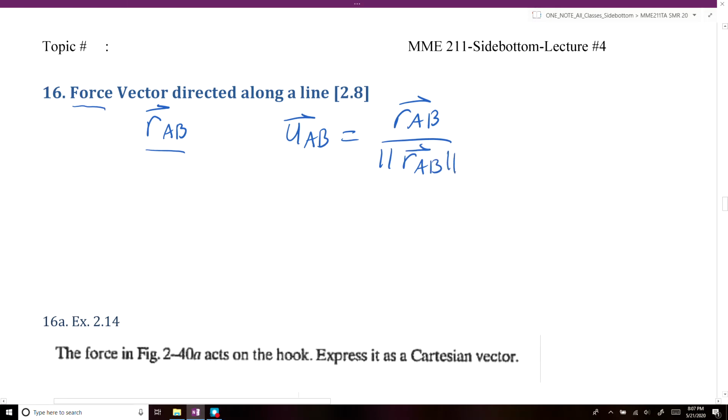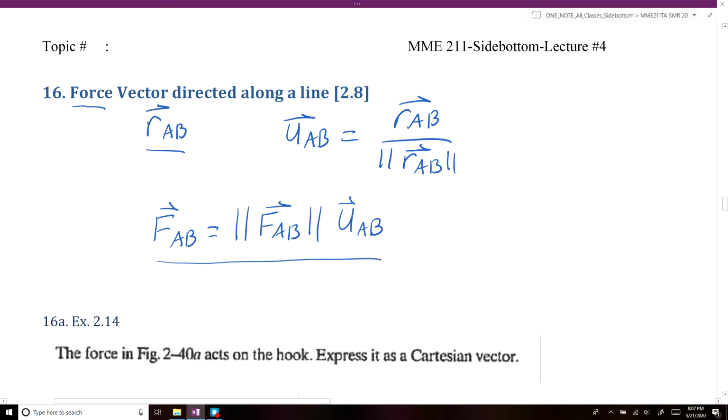If we have a force that also goes from point A to point B, we can say that the force from point A to point B is equal to its magnitude times our unit vector UAB. Okay? So this is really useful in engineering systems that have pulleys or ropes or cables, because often the anchor points of those cables are known.